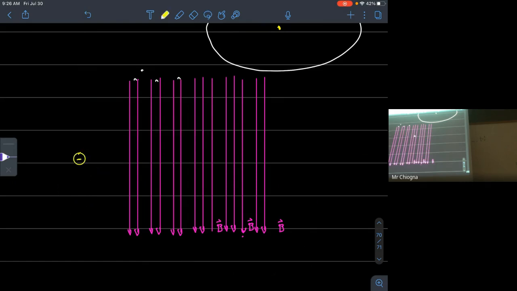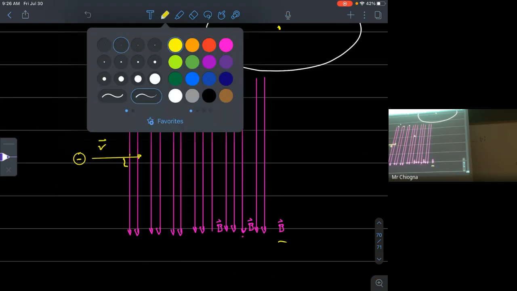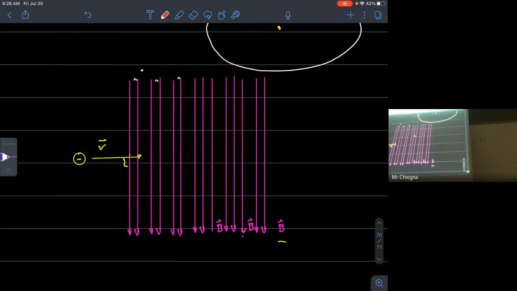Electron moves in here. Once it moves into the field, it starts to experience a force. In our case, it's going to travel perpendicular to the field, so that there's always a component of the field perpendicular to the velocity vector. In that case, a force is going to act. Force is indicated by red. So which direction is the force going to act?